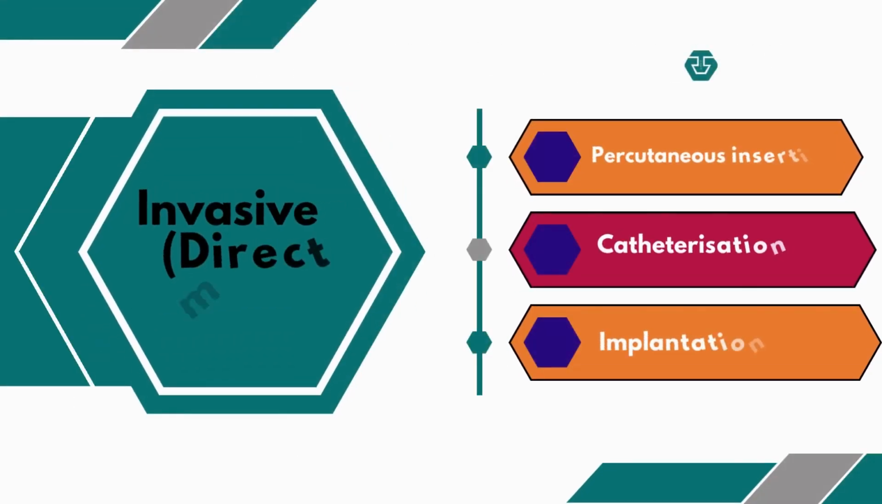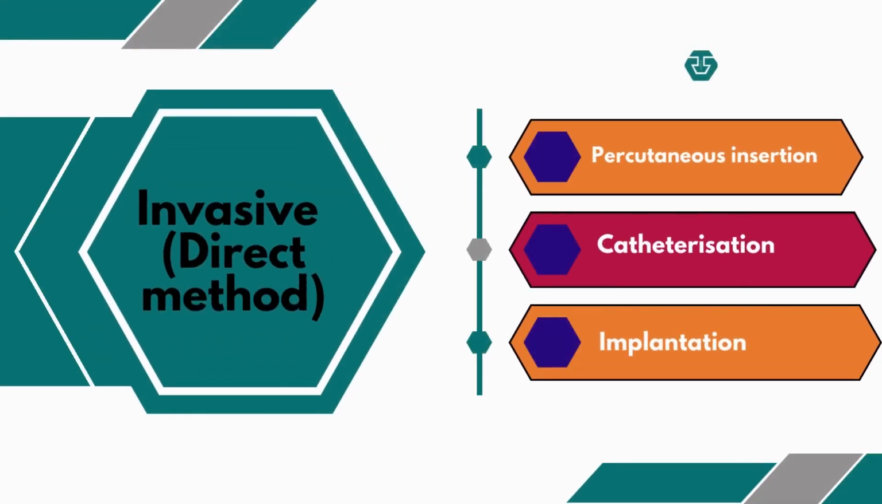Invasive blood pressure monitoring involves inserting a device directly into the blood vessels to measure blood pressure readings. Let's explore the different types of invasive blood pressure monitoring methods. Types of invasive blood pressure monitoring: catheterization, pressure transducer, implantable devices.